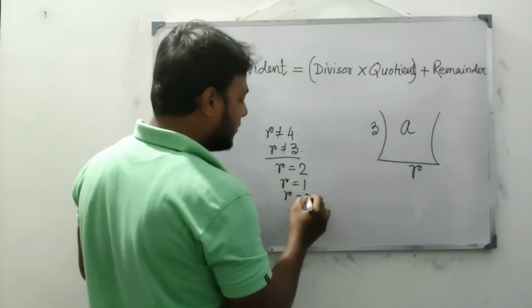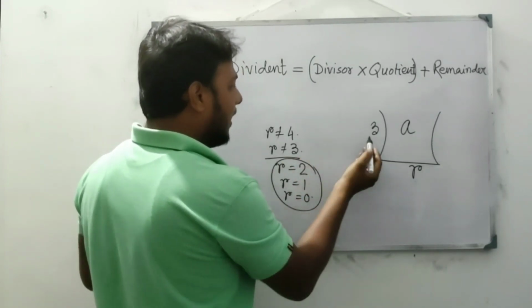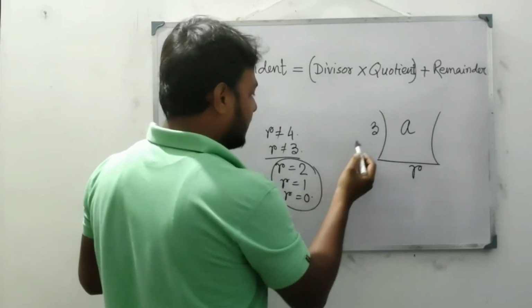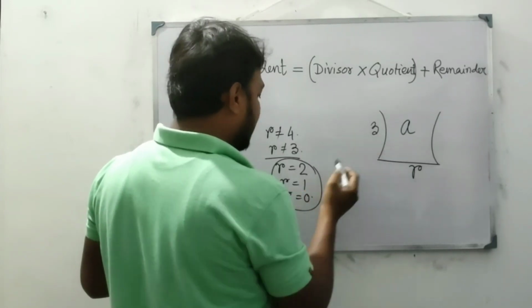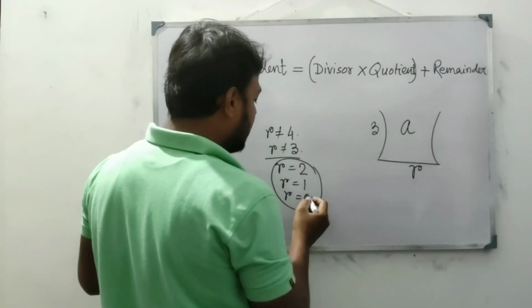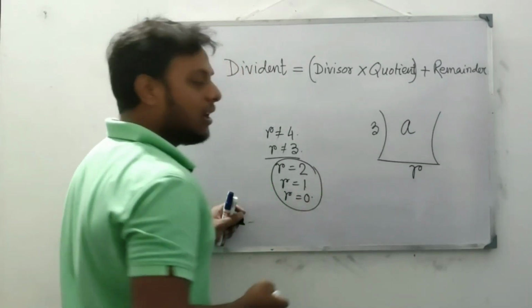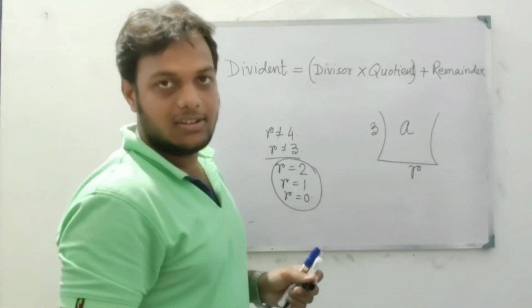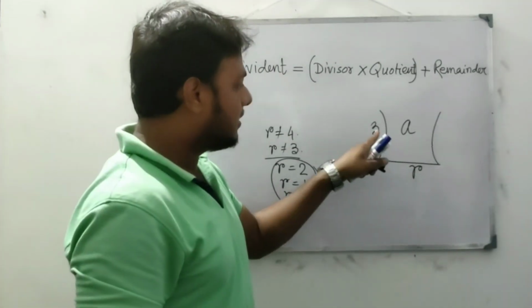R equals 0, chance is there. So if the divisor is 3, then the remainder can take the value 0, 1 or 2. That means the remainder must be less than 3. Remainder must be less than 3.